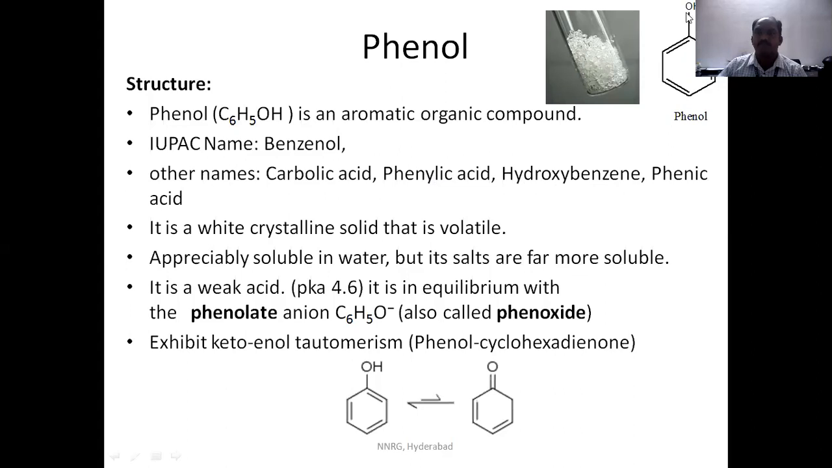If we see the structure of phenol, the hydroxy group is directly attached to the aromatic ring, and because of that, there is a resonance hybrid structure all over the ring, including the hydroxy group. So phenol is acidic in nature. Phenol is a white crystalline solid that is volatile. You can see in this picture, it is a white crystalline solid, and it is always volatile in nature. If you keep it outside, it gets evaporated.